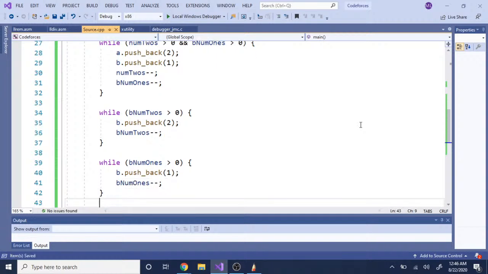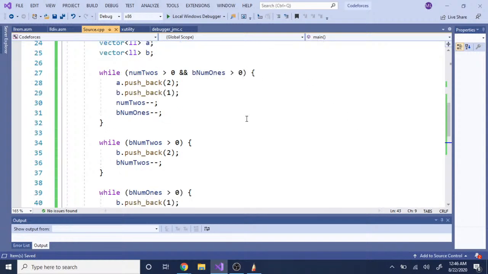After we're done with the 2's and 1's, I think this is assuming that A still has 2's, right? So this is assuming that A still has 2's. If it doesn't though, so yeah, for here, we should do like num2, while num2 is still greater than 0. Wait, no.